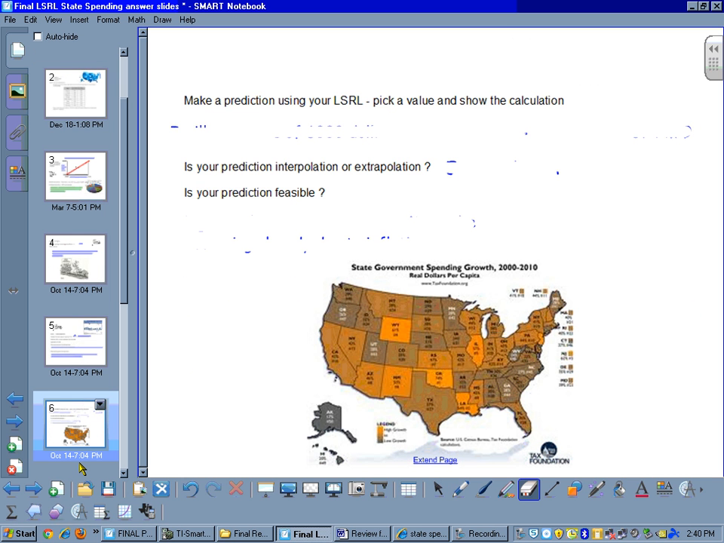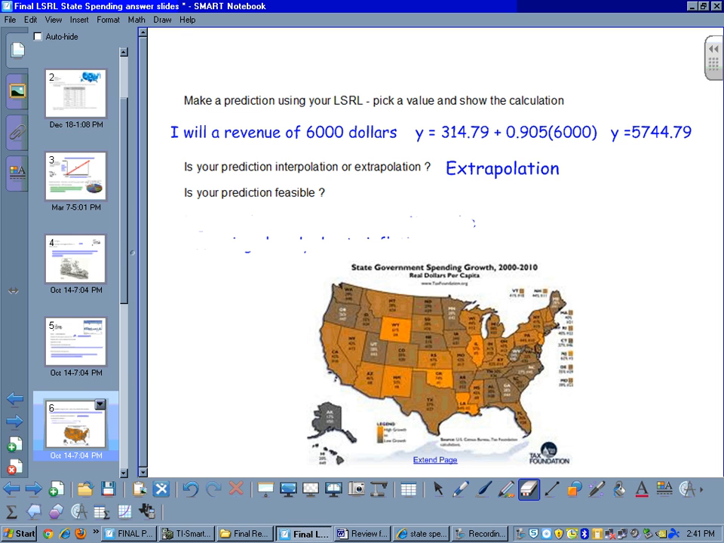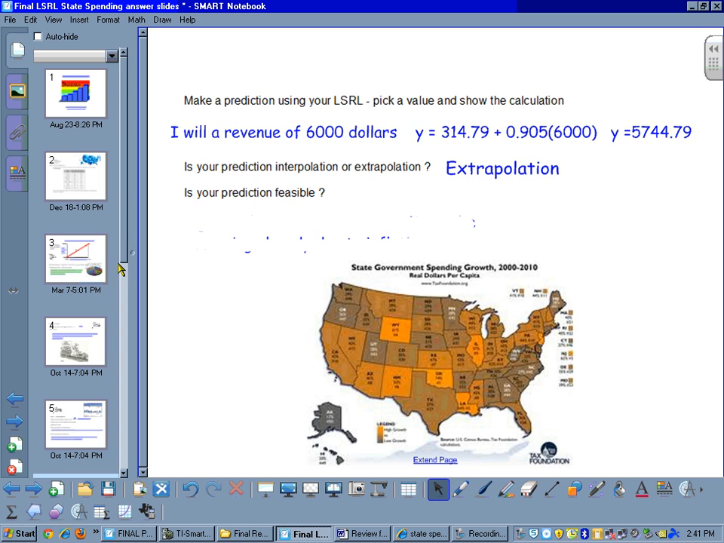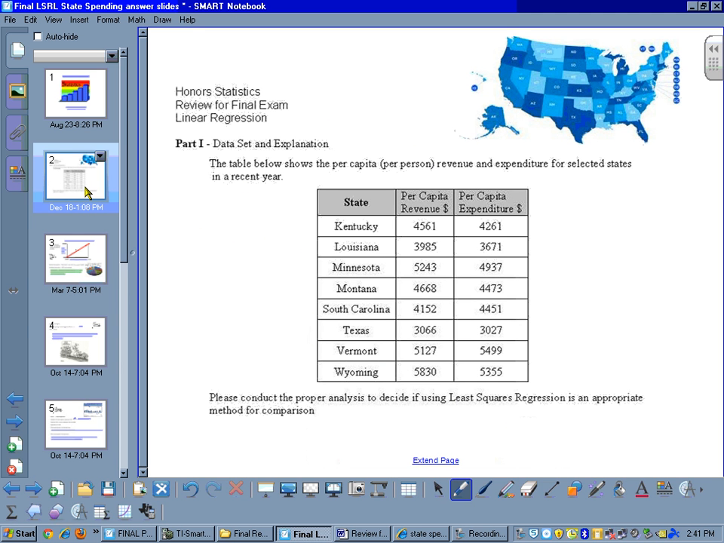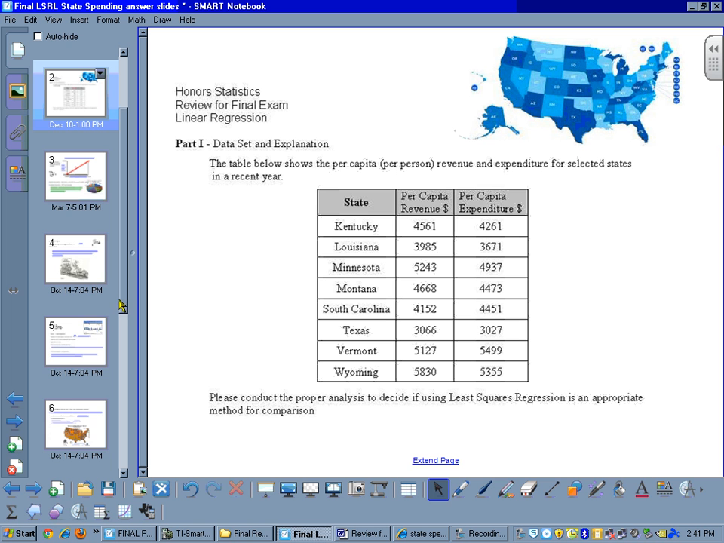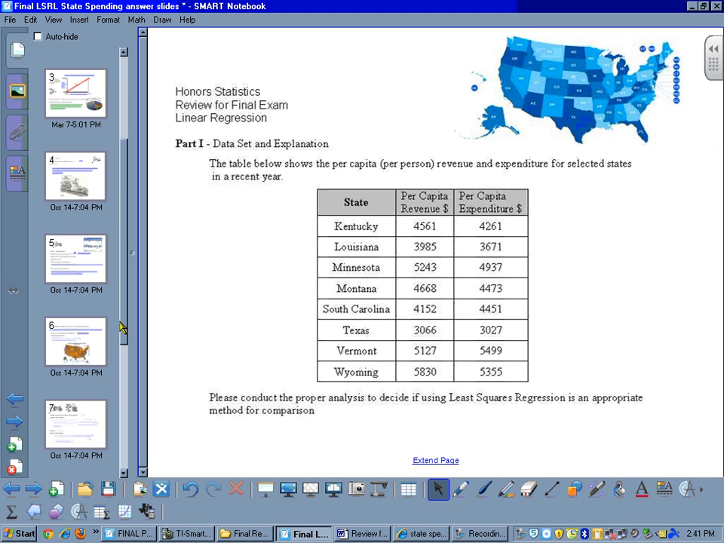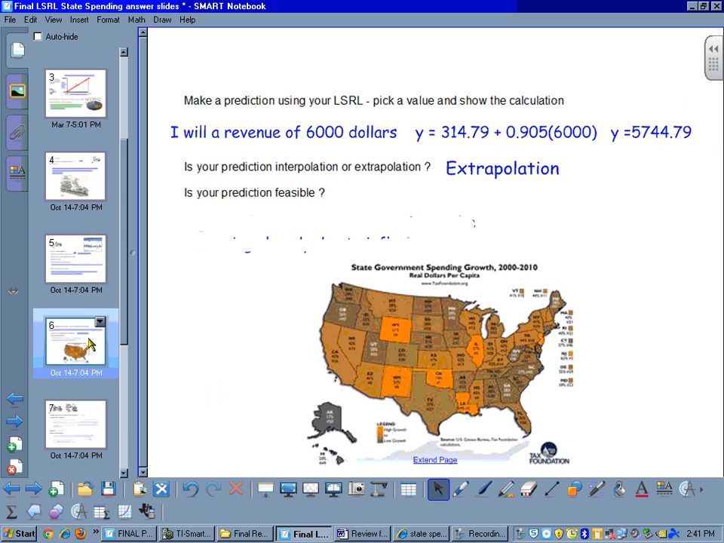Next step is to pick a point and plug it in. I used $6,000 and I got out $5,744.79 per person. I know this is extrapolation because when I look back at my original data set, and if I look at the x values here, 6,000 is higher than each of those x values. So that is how I make the determination that it is extrapolation because it is much higher and is outside the domain of my data.